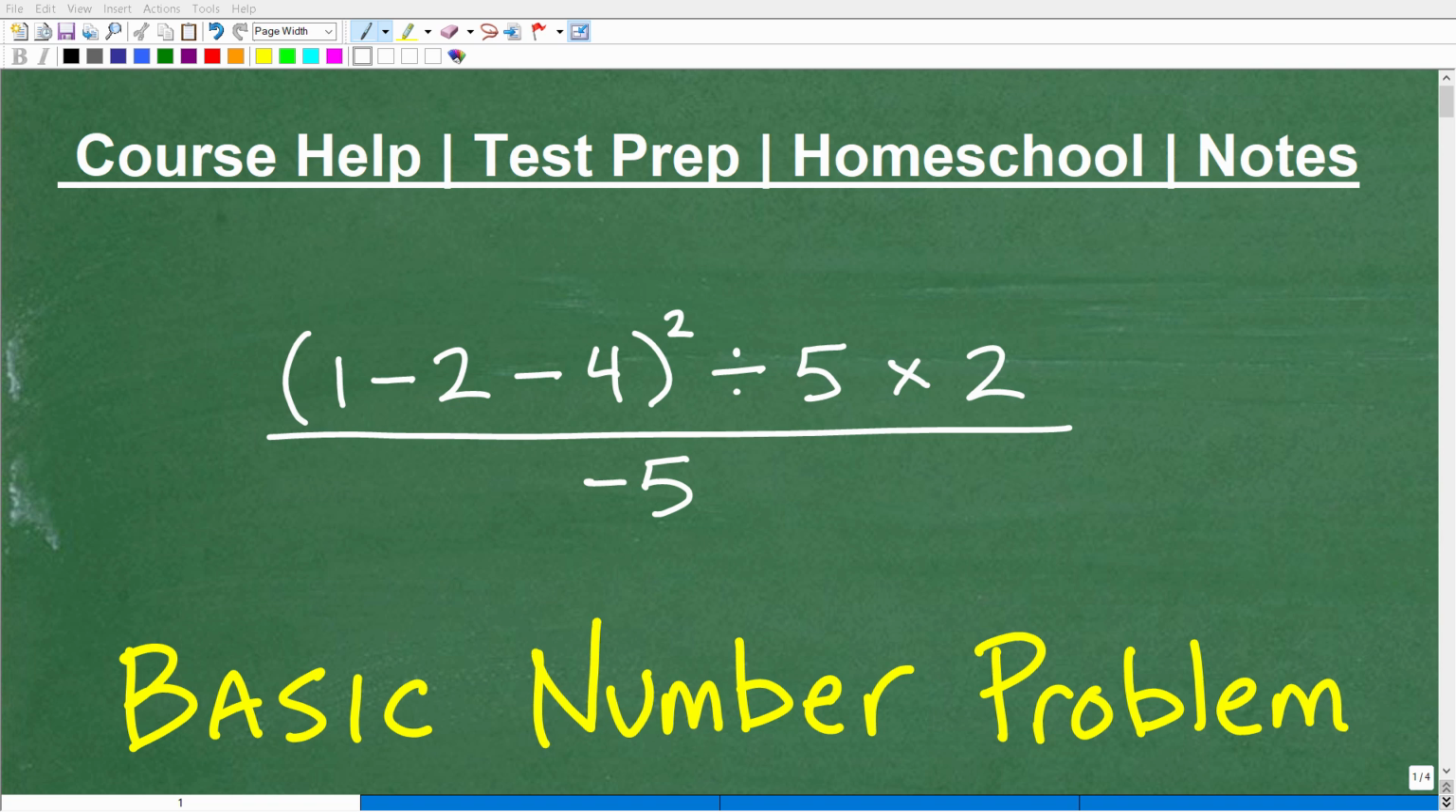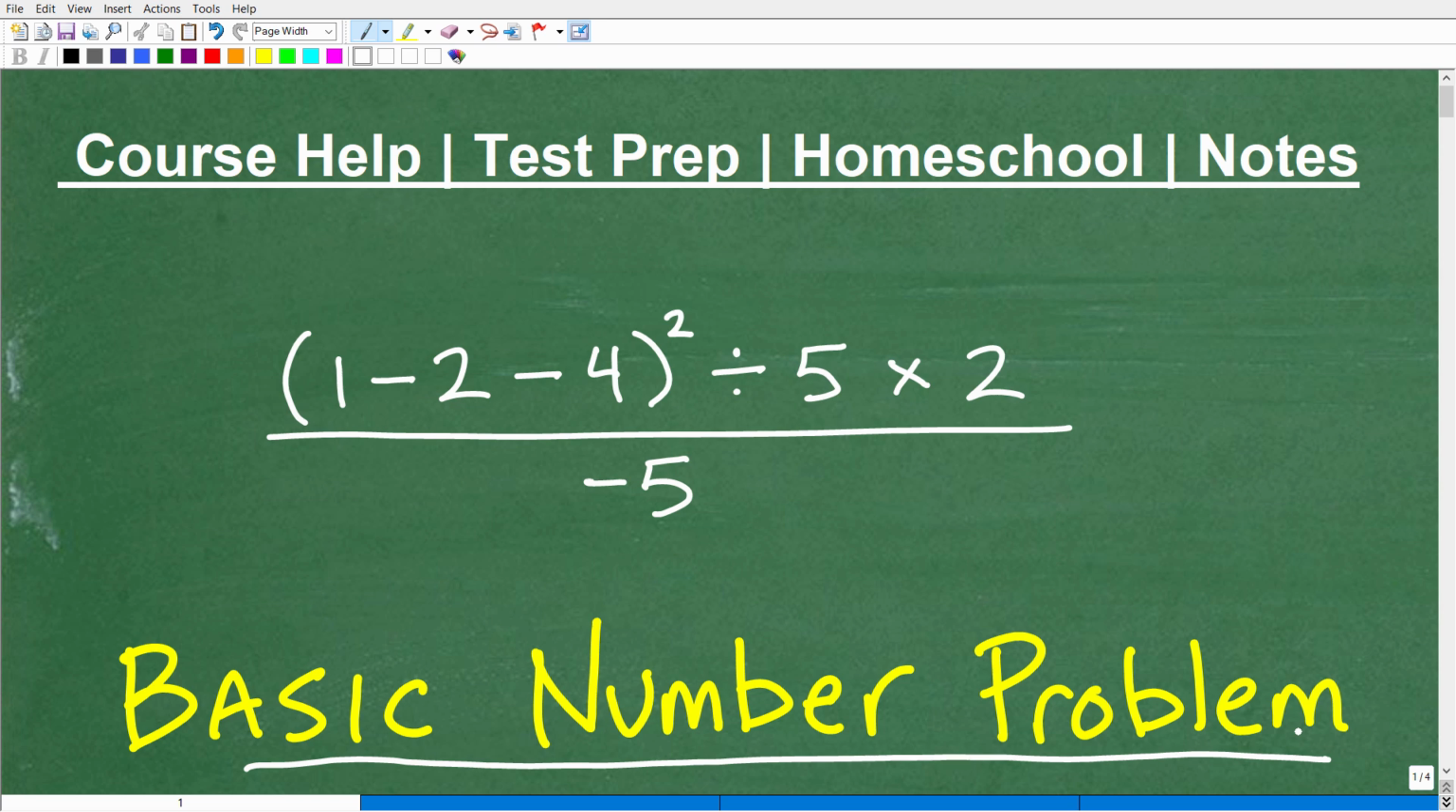Okay, let's practice basic math skills, and we have a problem here, and it is a number problem. So we'll classify this as a basic number problem, something you certainly need to know how to do at the middle school and high school level. So if you're at that level, or maybe you're relearning math, hopefully you'll know how to do this problem.